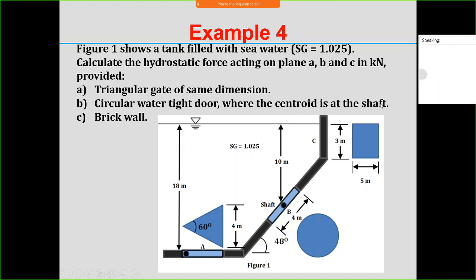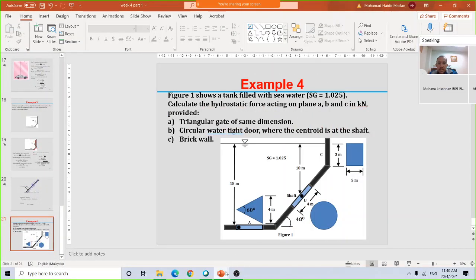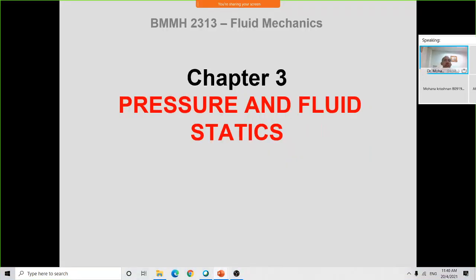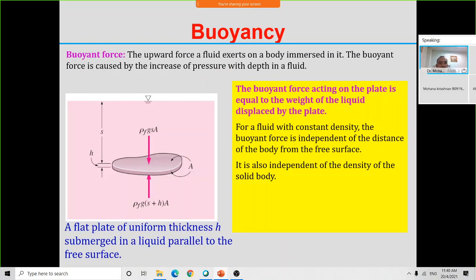Okay, we go to the second slide, Part B. So you already know about the hydrostatic force. Now we learn about buoyancy. Okay, buoyancy force is the upward force a fluid exerts on a body immersed in it, and the buoyant force is caused by the increase of pressure with depth in the fluid.